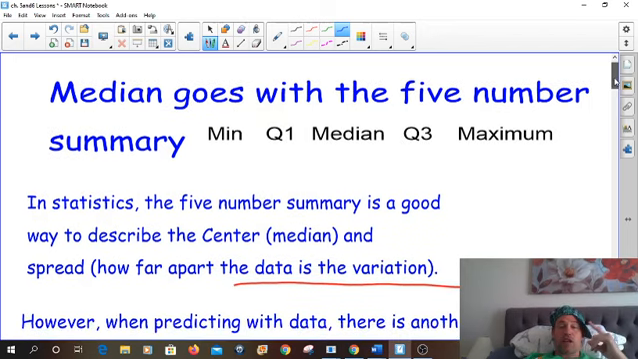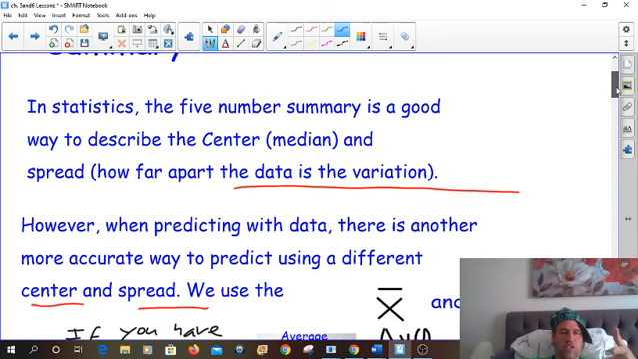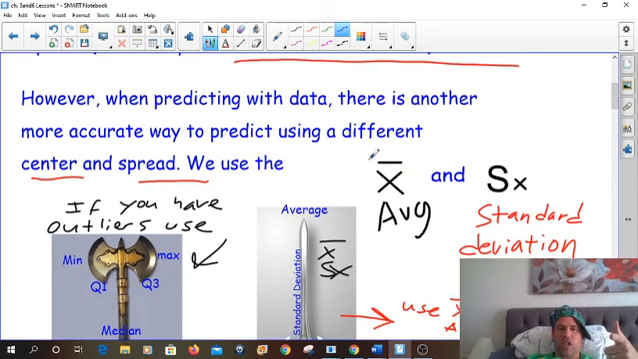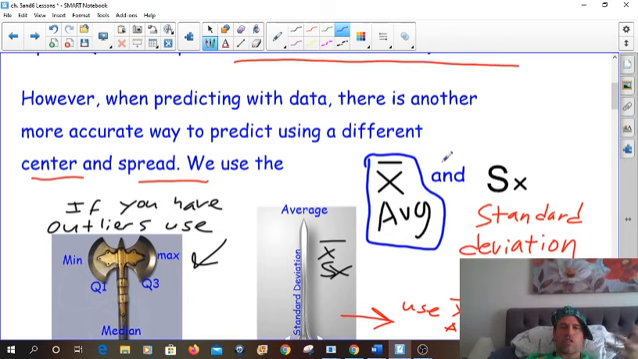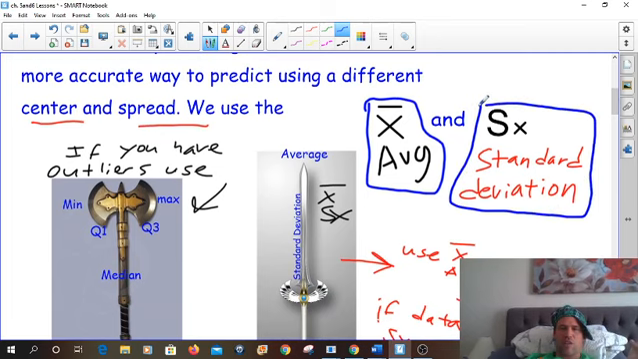However, when predicting with data, there's another more accurate way to predict using a different center and spread. We use the average. That's right, we use the average. And so what's the spread? Well, the average is the center, just like the median. But what's the spread when you're dealing with the average? The spread is the standard deviation. So we're going to learn what that is right now, and then Z-score and empirical rule after that.